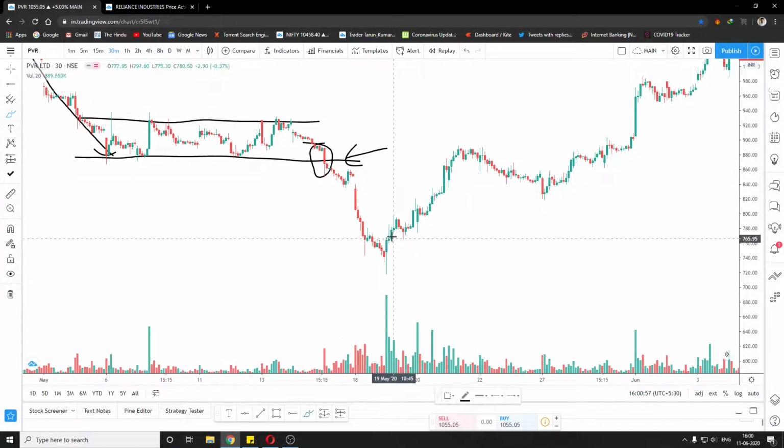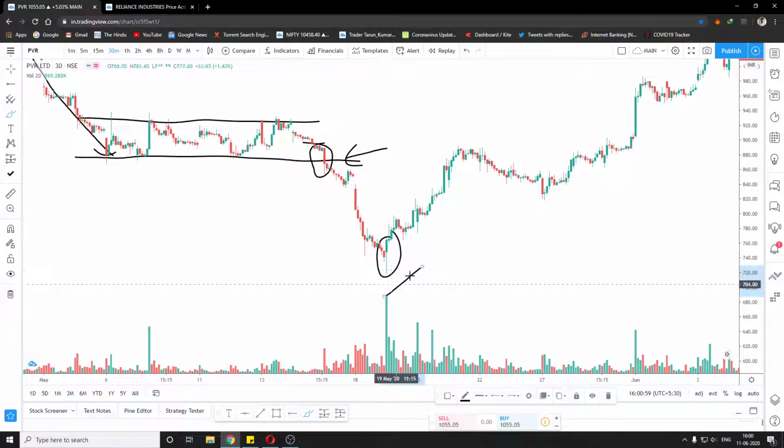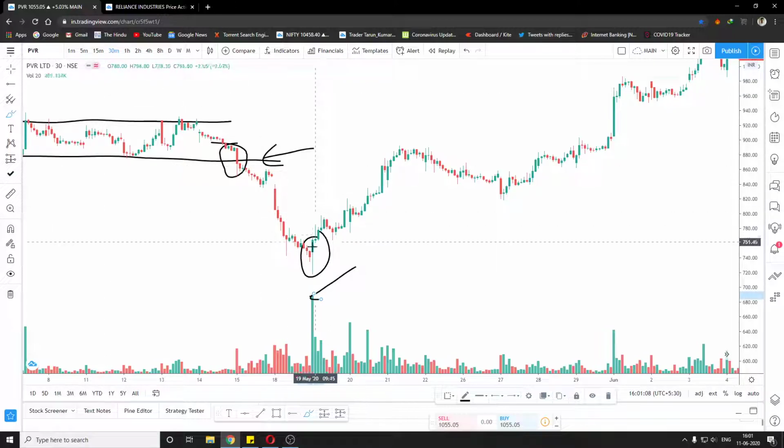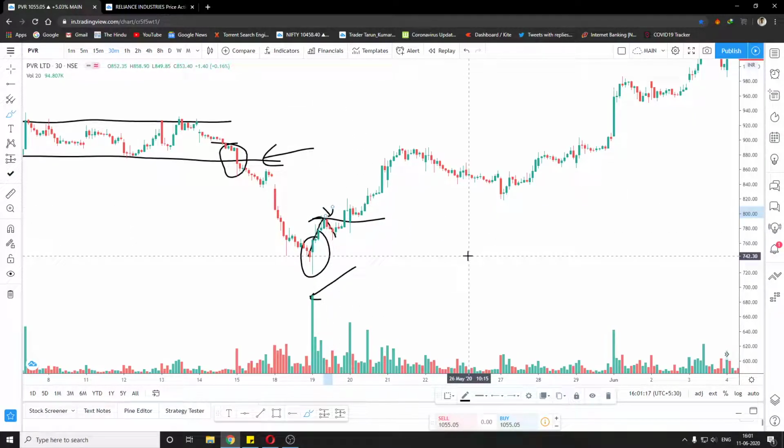For example, in this candle, we should get alert. We should not instantly buy, but we should get alert that there might be a bullish move coming. So we have to be ready. So what we do in this is that we get an uptrend, then we get a small retracement. So after breaking of this small channel, we can enter long.